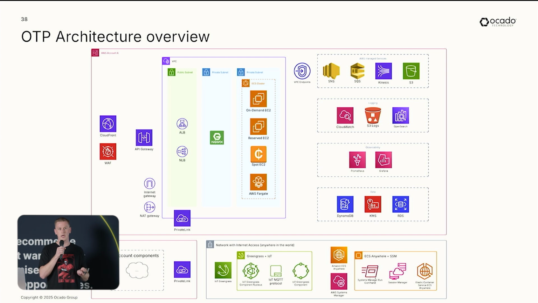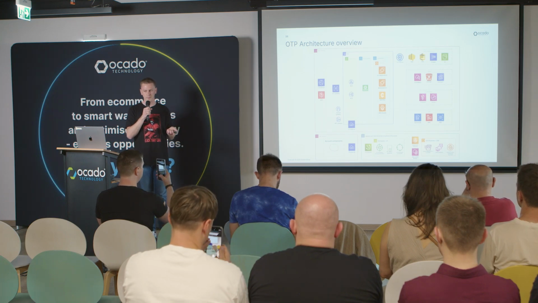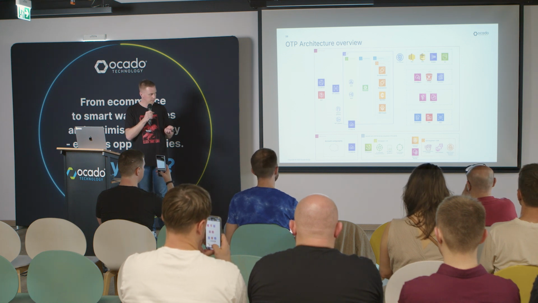Then our runtime mostly consists of ECS clusters with both EC2 instances and AWS Fargate, so serverless containers. For inter-service communication, we use SNS, SQS, as well as Kinesis streams. We have observability in CloudWatch, S3 Athena, as well as Prometheus and Grafana. For data, we use RDS, S3, and DynamoDB as well. But that's just the cloud part. If we also think about the edge, so the computers that reside in our warehouses, we are using both ECS Anywhere as well as AWS Greengrass IoT.